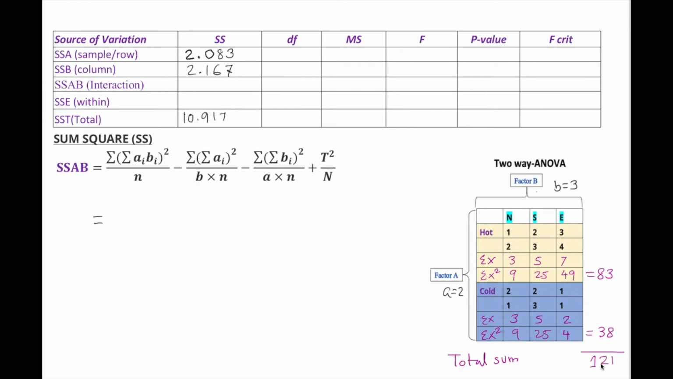121 over n. Again, n is what? n is 2. Why? Because this is 2 rows. So that's 1, 2 rows, 1, 2 rows. So n is 2. I can even put down n is equal to 2. So 121 over 2 minus, we already worked it out earlier for row factor, and also we did column factor. So we are just going to use that same thing up here.